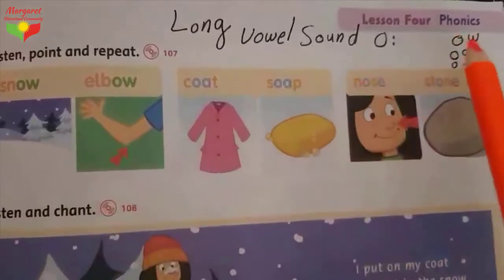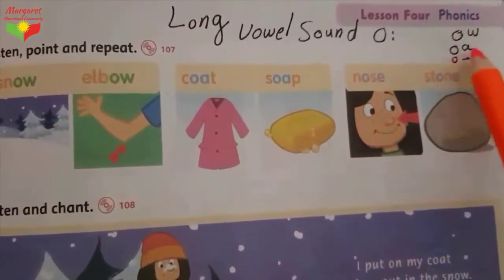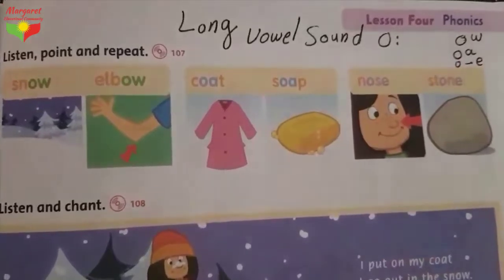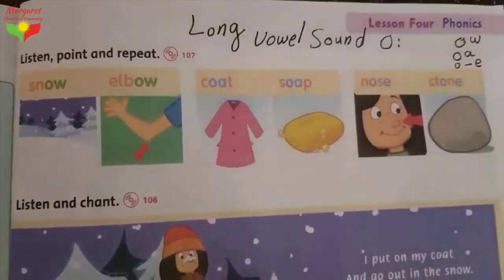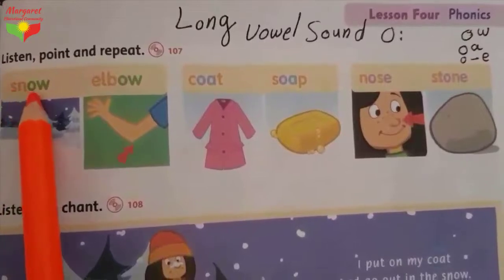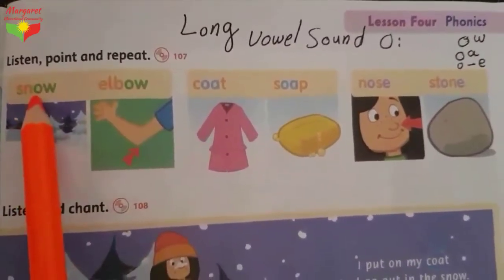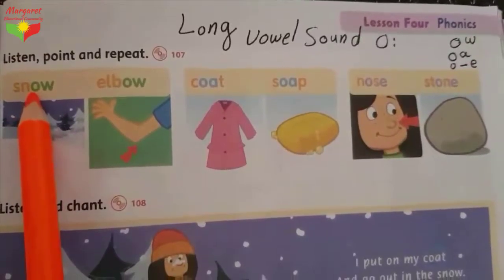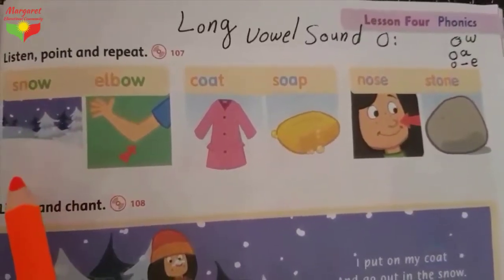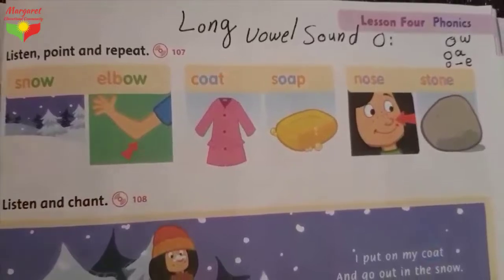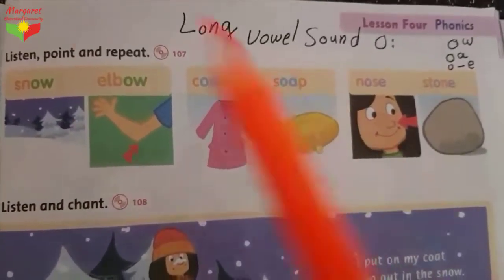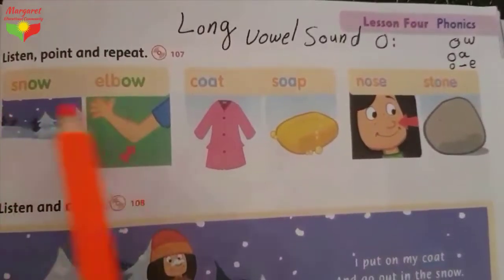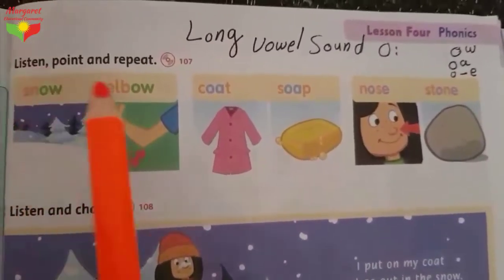So, through OW or OA or OE, you can recognize this sound in the word. So, if you pay attention, here we have snow, elbow. Because we have O, which is followed by W, at this time, this O will be a long sound. Okay, or it has a long sound. Because we have O, W. So, snow, elbow. You have to read it in this way.